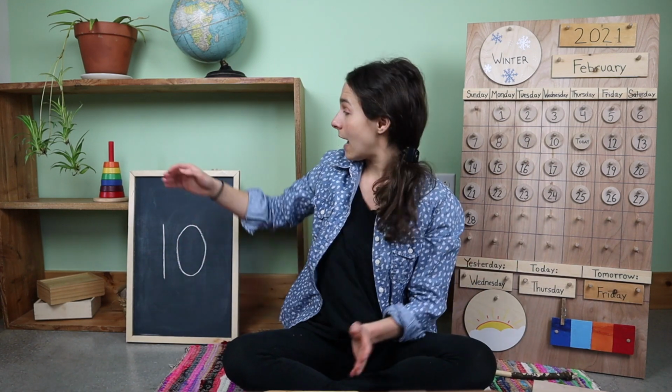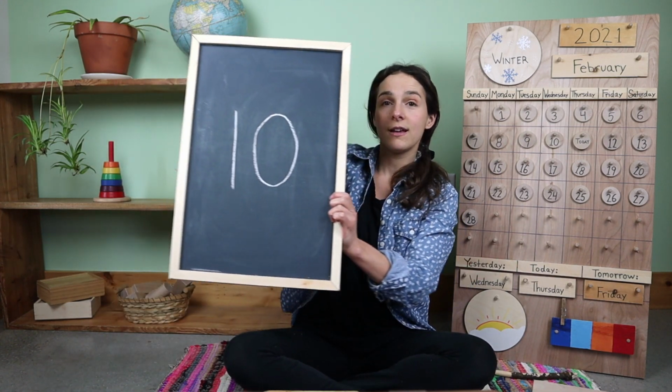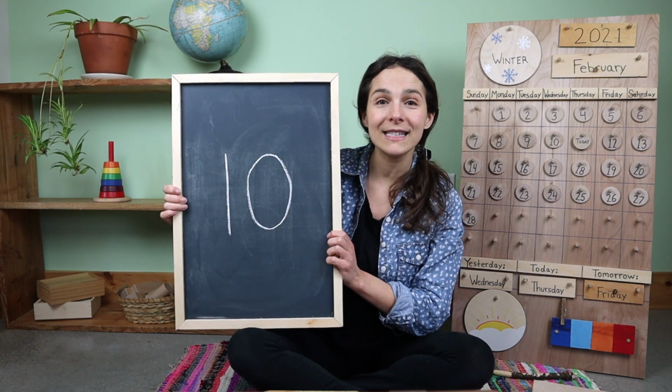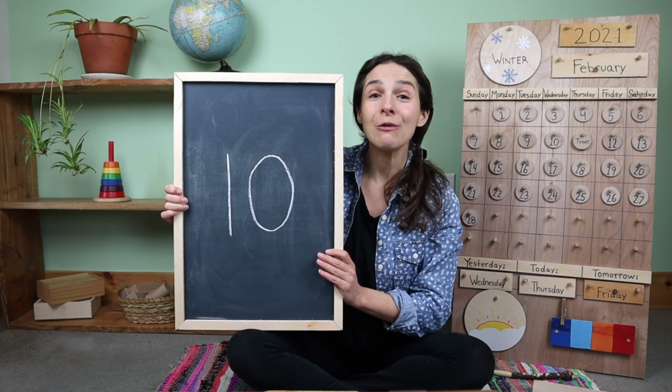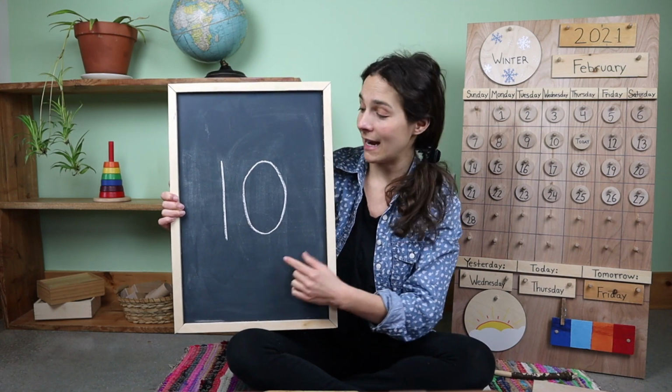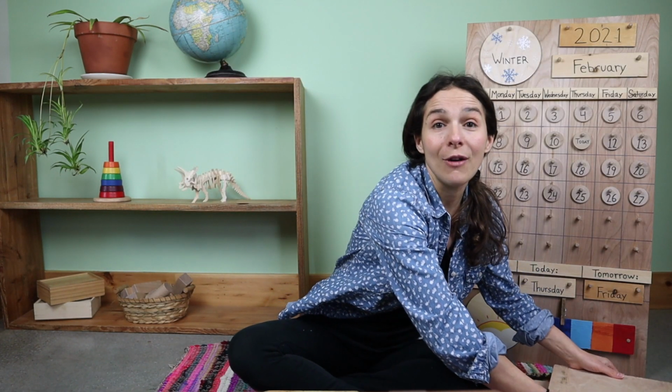We've also been learning a new number this week. Do you know what number this is? 10! You're right! This is the number 10. Now it's time to count our 10 fingers. We need to use both of our hands to make 10. 5 and 5 more. Now we have 10 fingers to count. Are you ready? 1, 2, 3, 4, 5, 6, 7, 8, 9, 10.